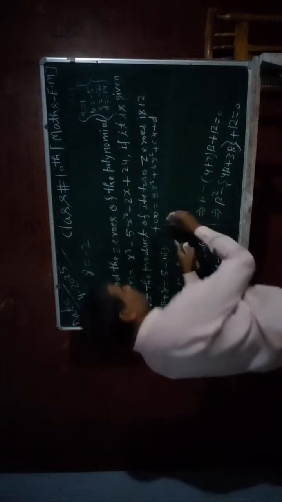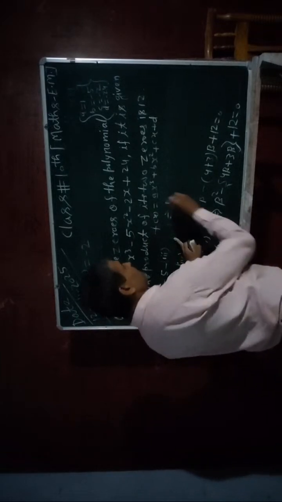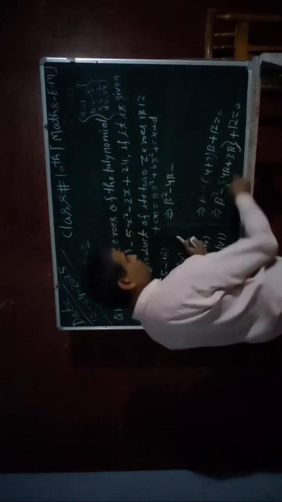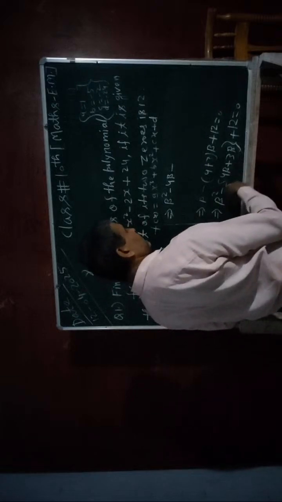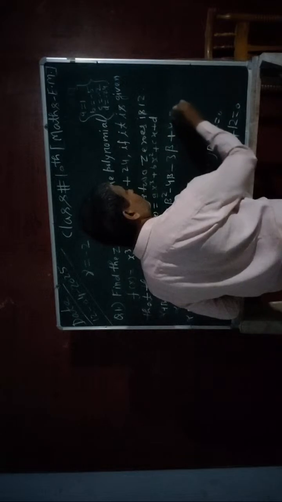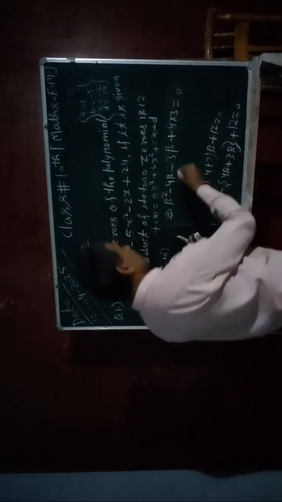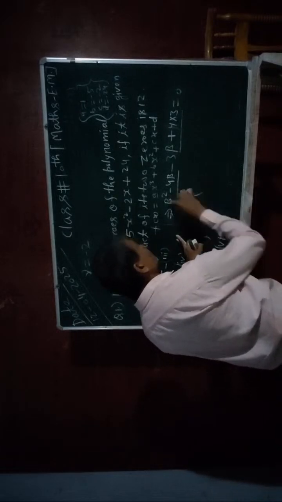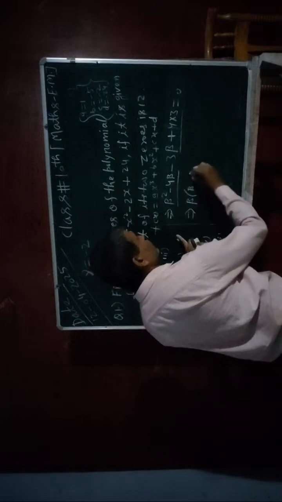After erasing this one, I will write here beta square minus 4 beta, then with the signs plus minus minus and plus minus plus minus, that will be 3 beta plus 12. In the place of 12 I can write 4 into 3 which is equal to 0. Now I will take these two terms and these two terms simultaneously. So I will take beta common in these two terms. So here one beta will be available and here 4 will be available.